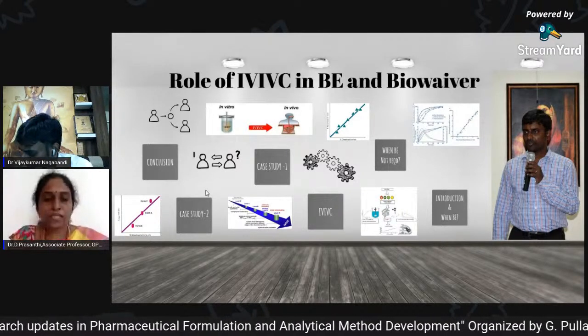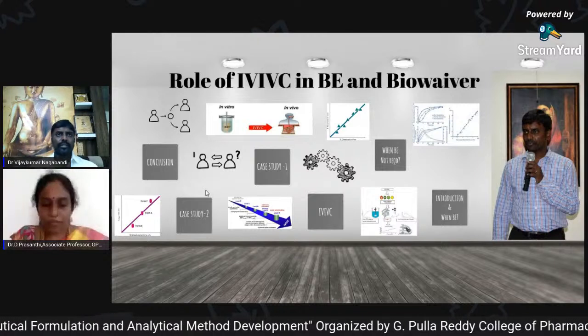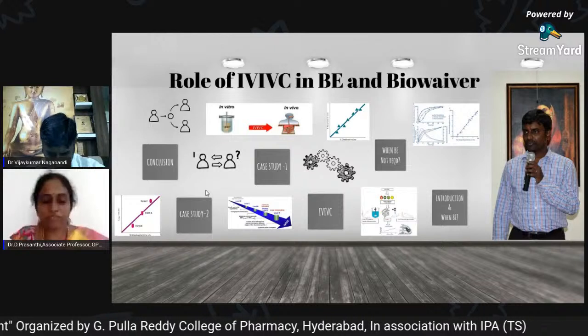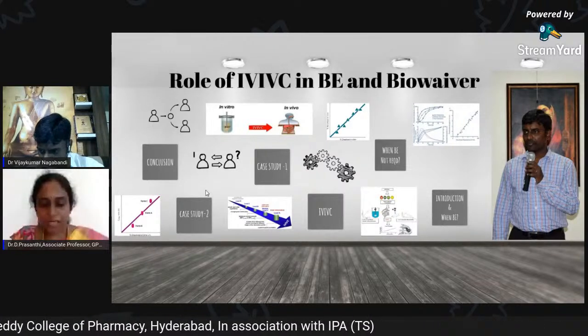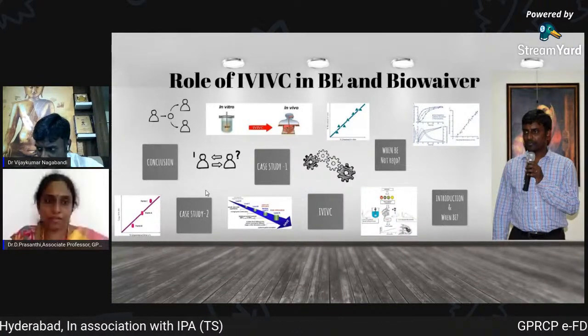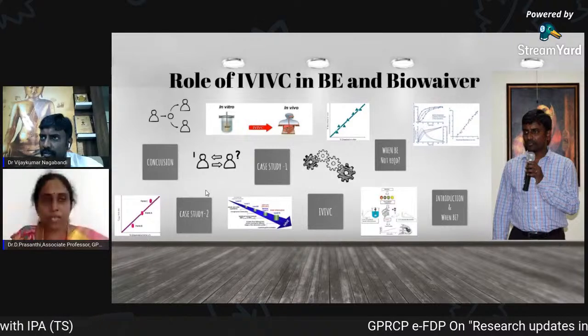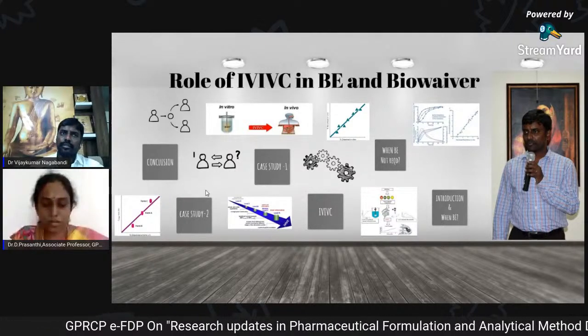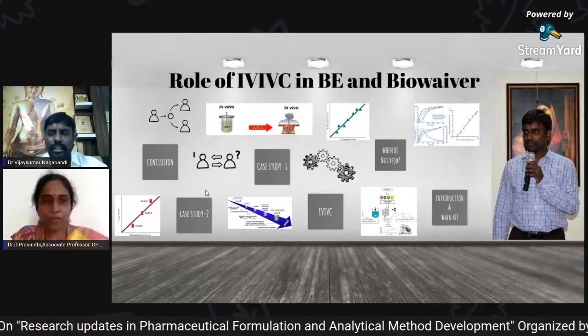And there is one more question from Shilpa. Is it possible to evaluate bioequivalence of a test, that is the immediate release and the modified release? Can we compare between an immediate release formulation and a modified release formulation? Yeah, I got Shilpa's question.